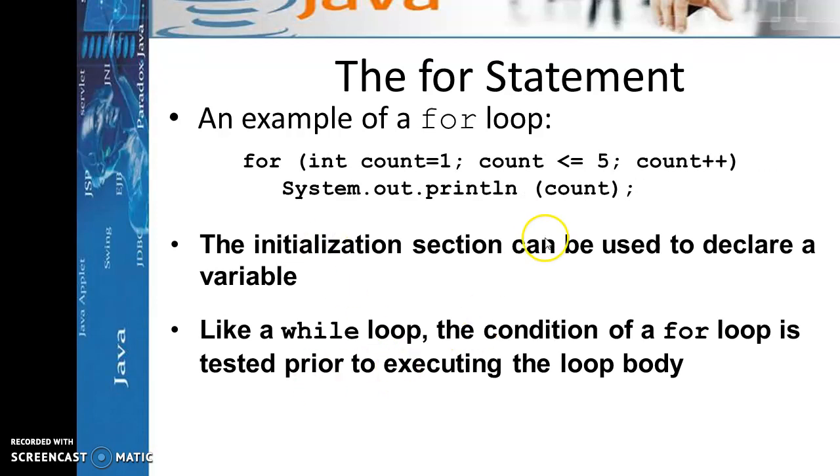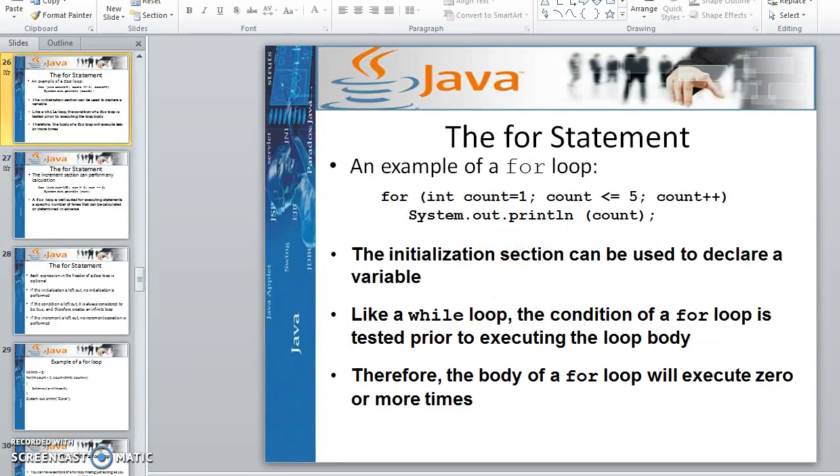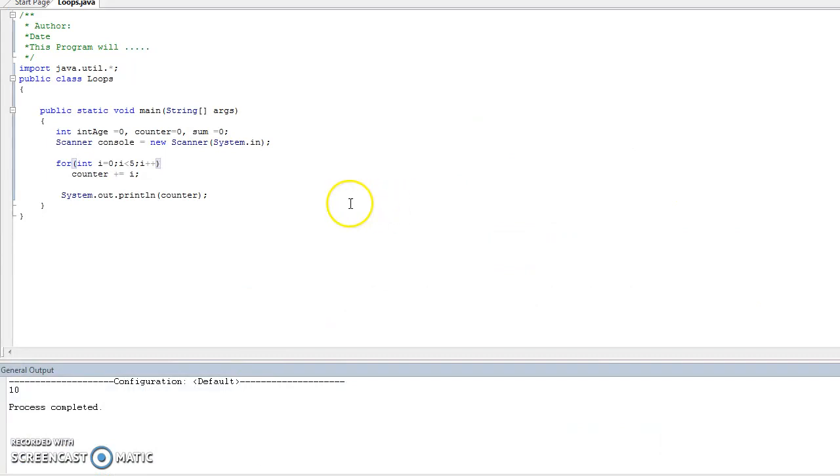So let's get on to the code. Let's escape out of here and let's take a look at some code. I already used some of the variables from last video. Here we have a for loop. I went int i equals 0. That's the initialization portion. I set i equal to 0.